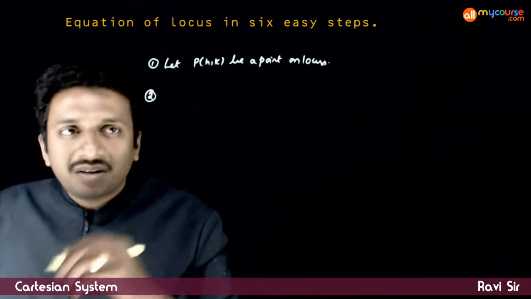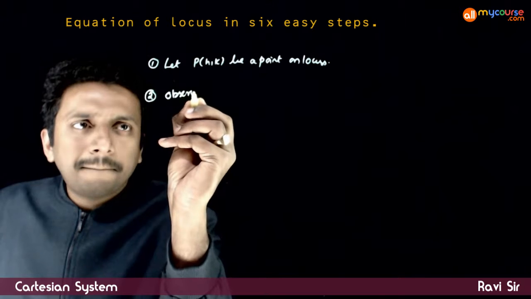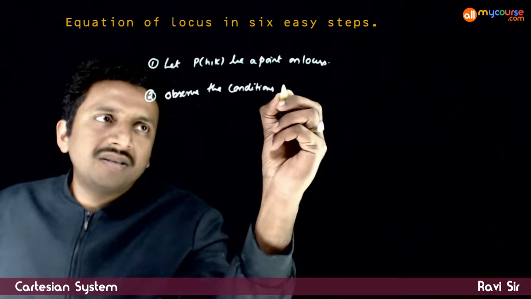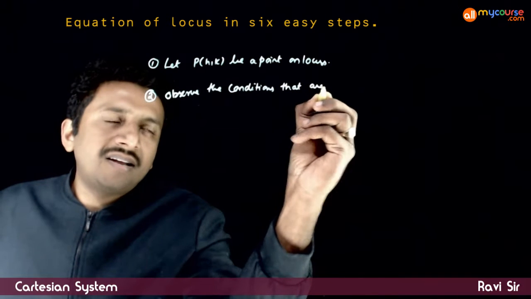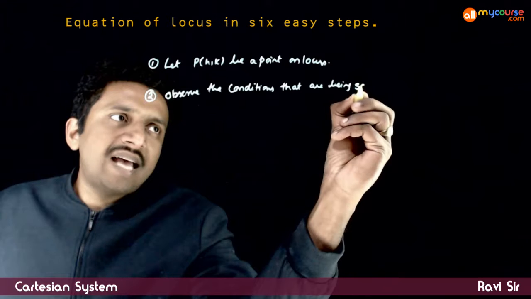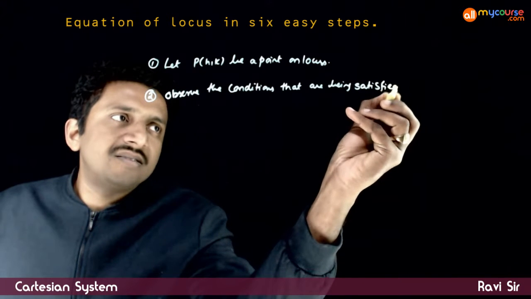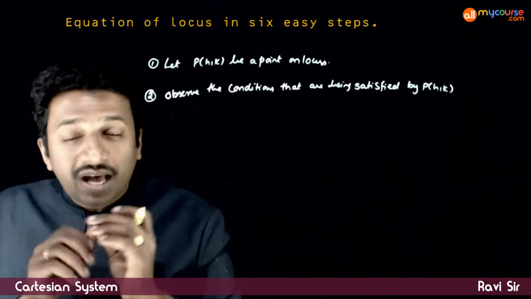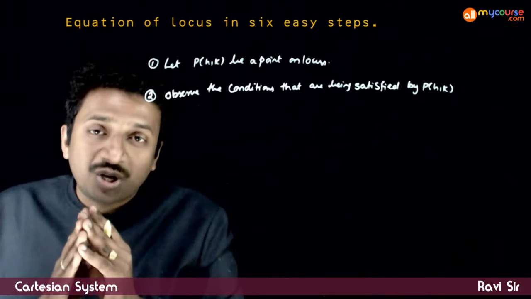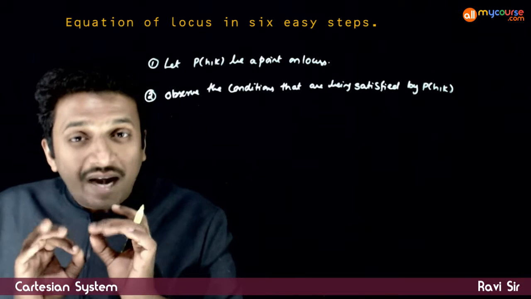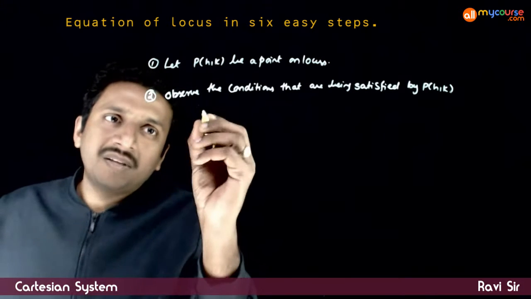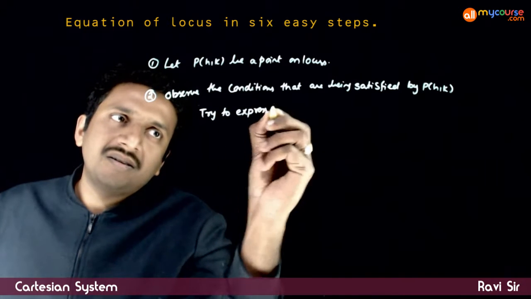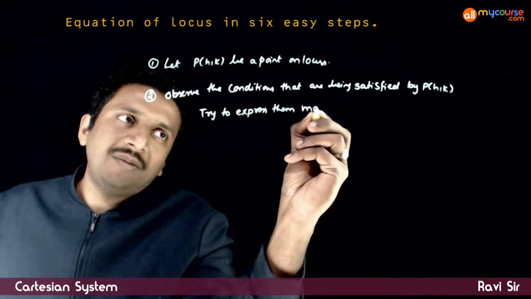In the second step, we observe the conditions that are being satisfied by P(h, k). So we observe the conditions that are being satisfied by h, k, and we try to express them mathematically.